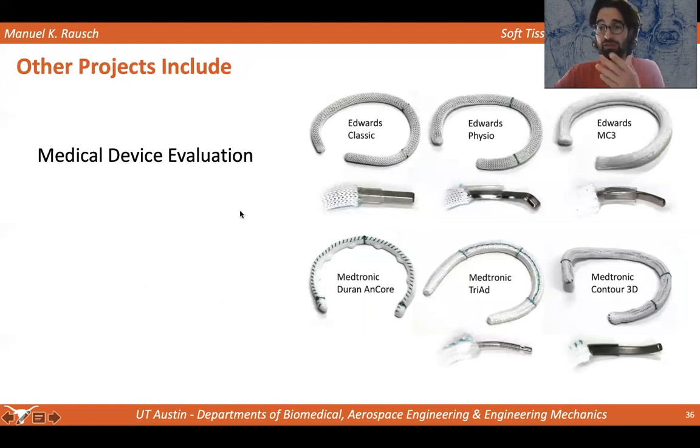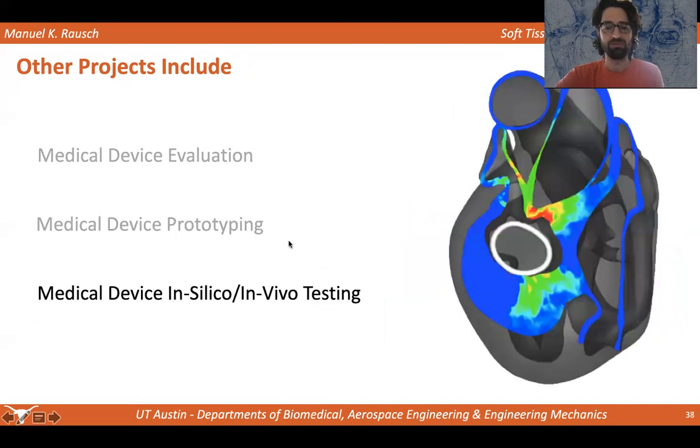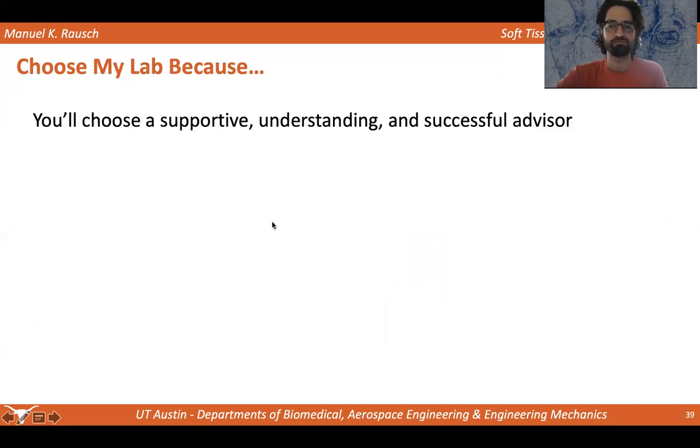Real quick, we also have other projects related to medical device evaluation. So we look at a device called an annuloplasty device. This is an image from a paper that we just published where we looked at a number of different devices and structurally understood them and mechanically tested them to compare them to each other. We also do prototyping where we look at how we can improve these devices because, again, they're actually not working very well. And we do in vivo as well as in silico testing. So we build computer models in which we can test these devices.